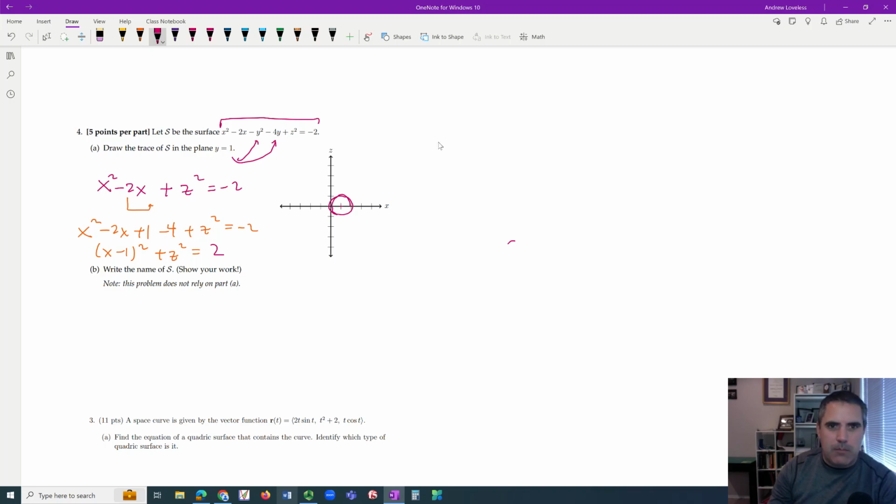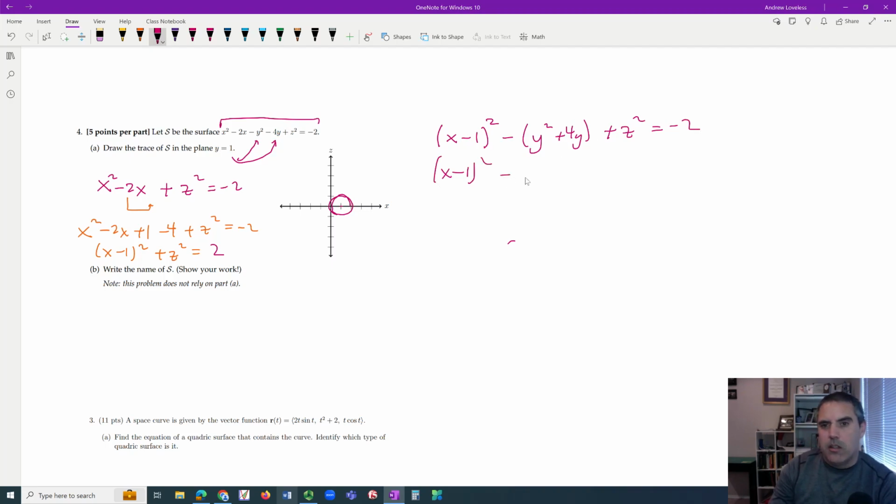But in terms of naming, if we wanted a real formal process, we would always complete the square. Then you would have minus y squared plus 4y plus z squared. So it does have a little more to it.